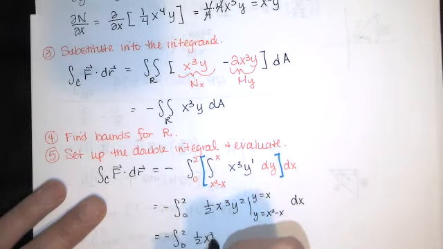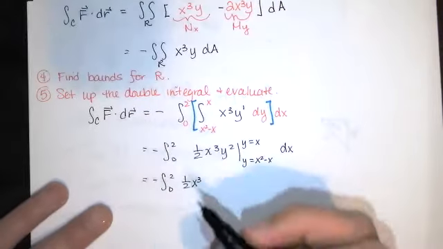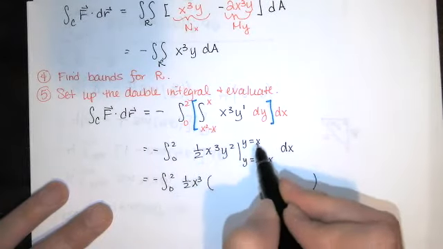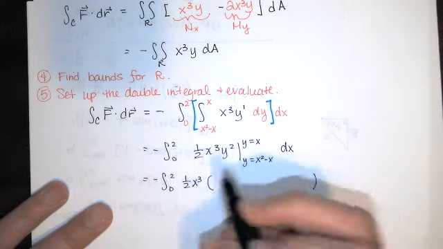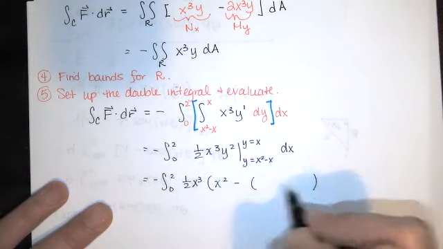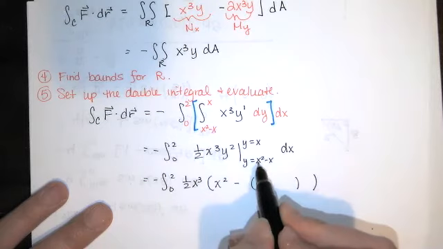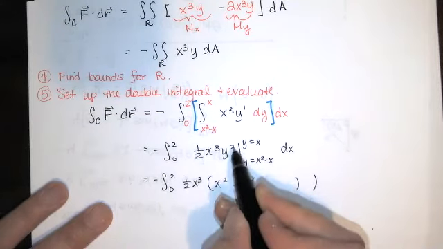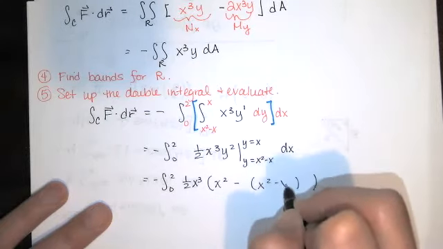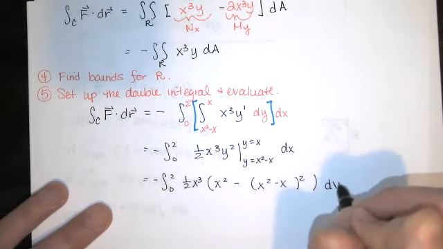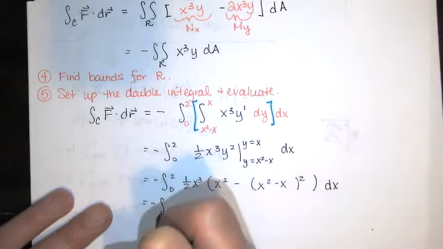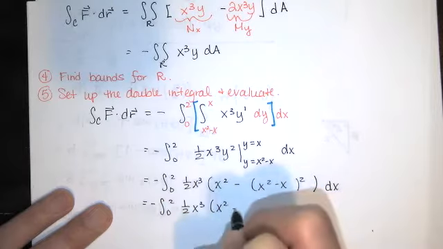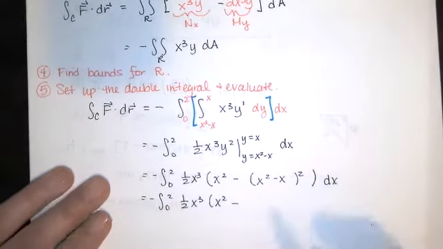I have 1/2 x cubed, so I'll factor that out. And then at the upper bound, we replace y with x, so we'll have x squared there. And then we replace y with x squared minus x. So I have x squared minus x quantity squared. You can write this twice and FOIL.